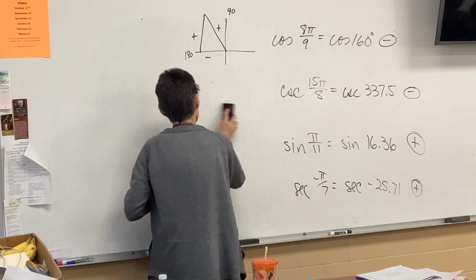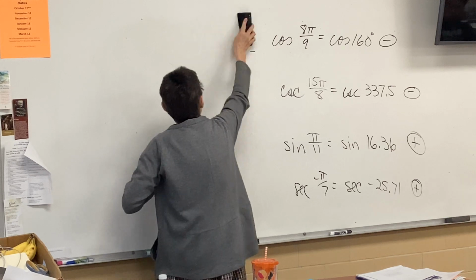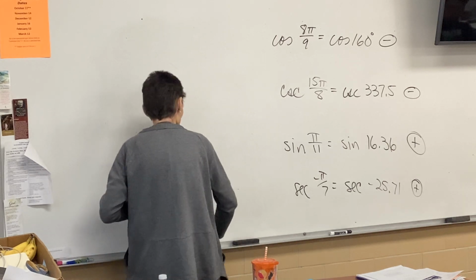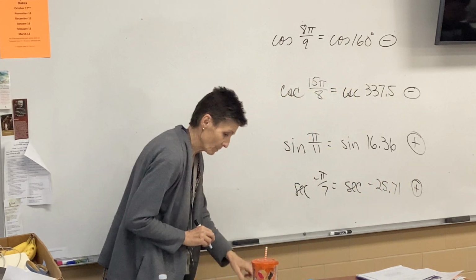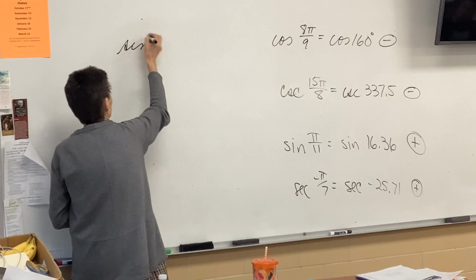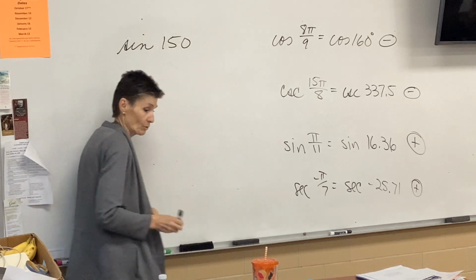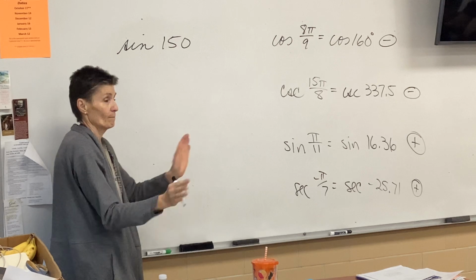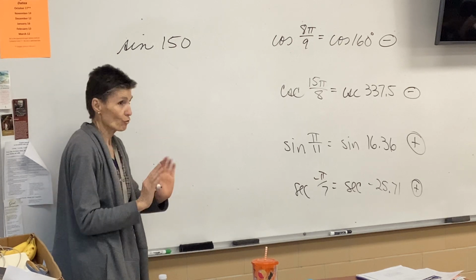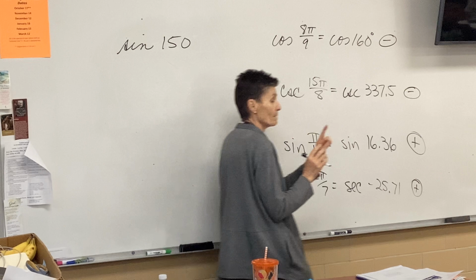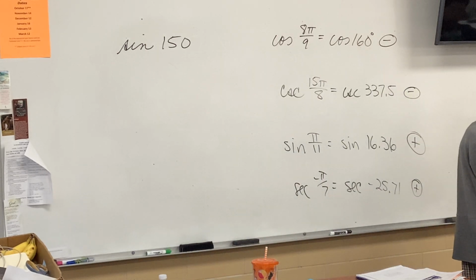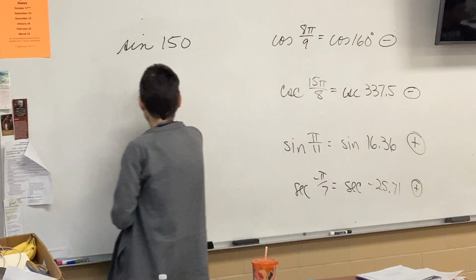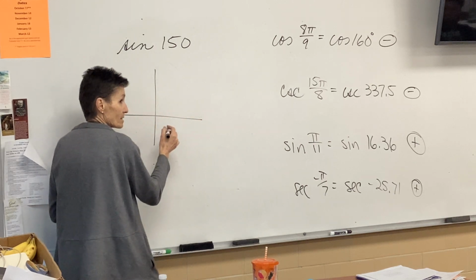Now we're going to add one little layer onto this. Now, instead of just deciding if it's positive or negative, we're going to come up with an answer. So let's look at this, sine 150. Now, I do circles on there. You do not need to use circles. You can if you want. You can use triangles. Because the only time I have to use circles is when the angle is on the axis. Now, is 150 on an axis?